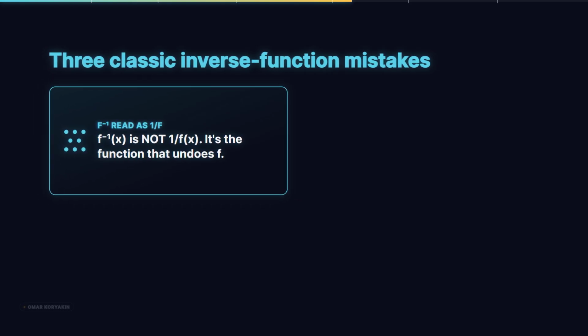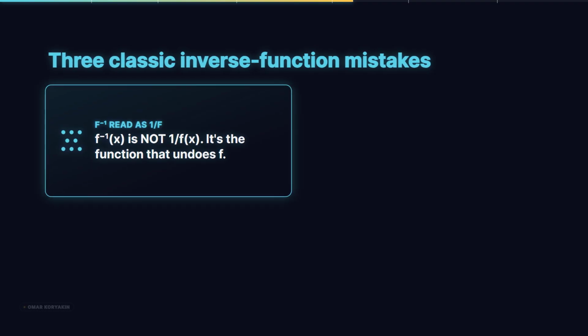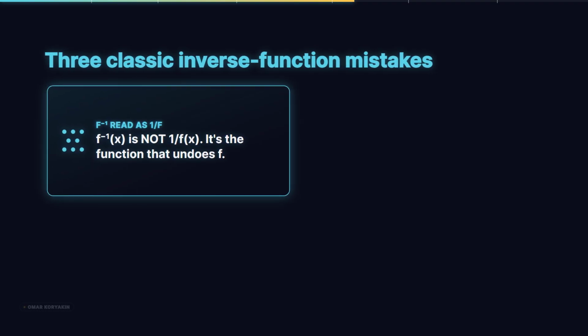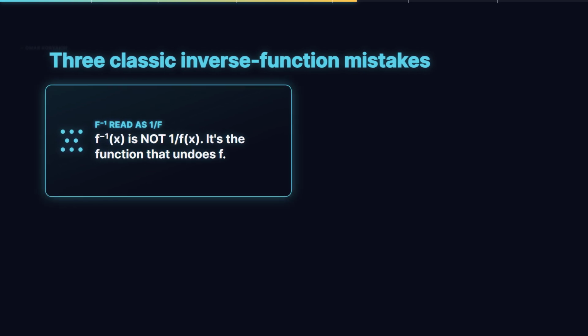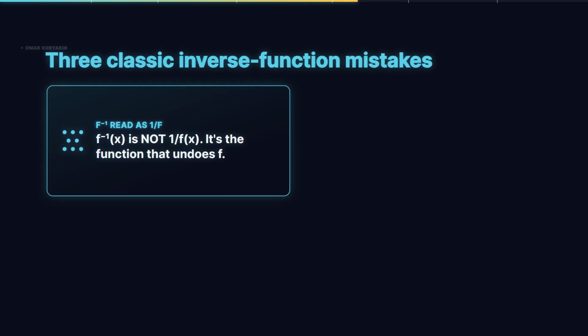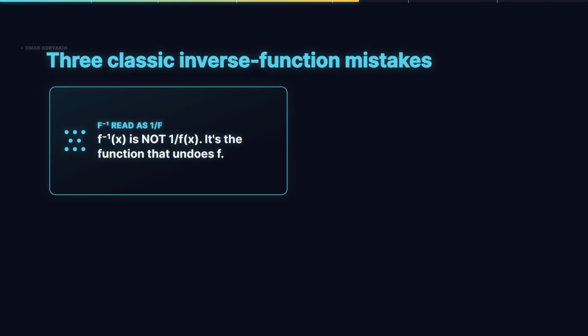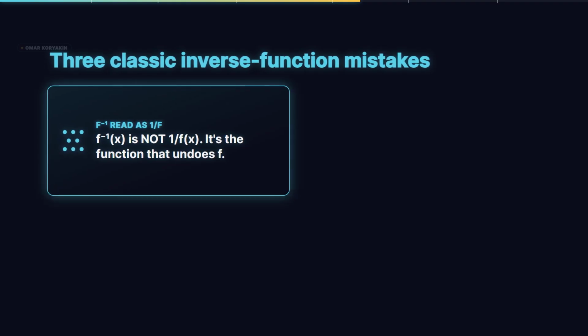F to the negative 1 of x is the function that undoes f, while 1 over f of x is the reciprocal of the function value. The two are completely different operations and produce different results. The fix is to memorize the function context meaning of the negative 1 notation: inverse, not reciprocal.